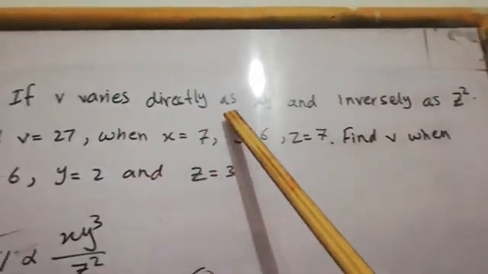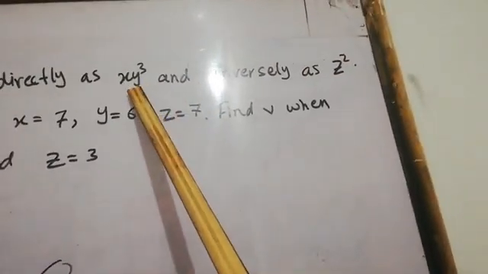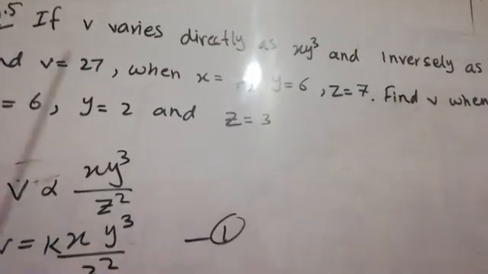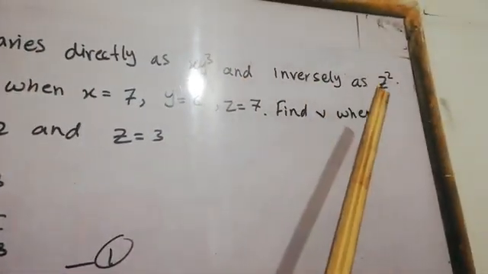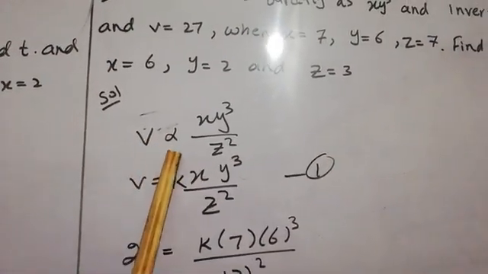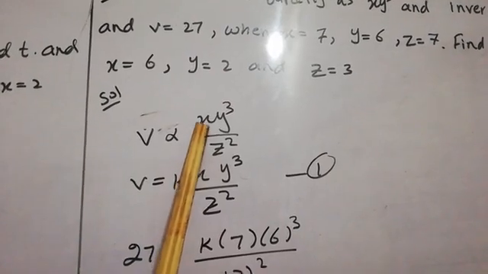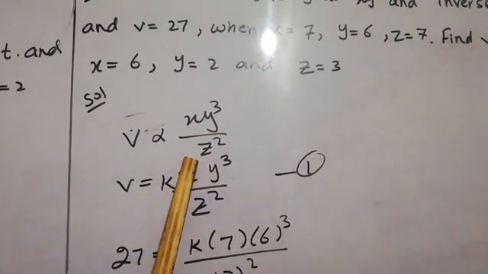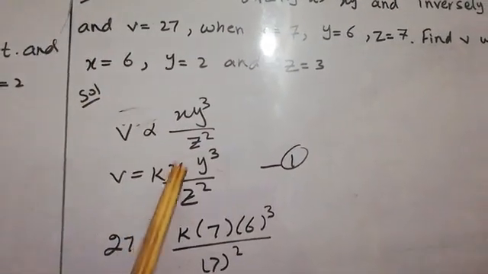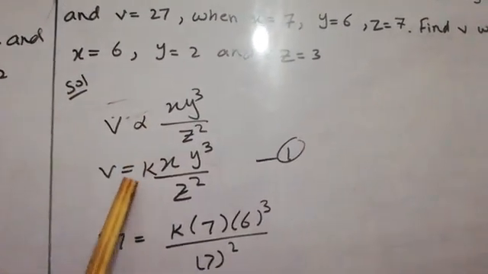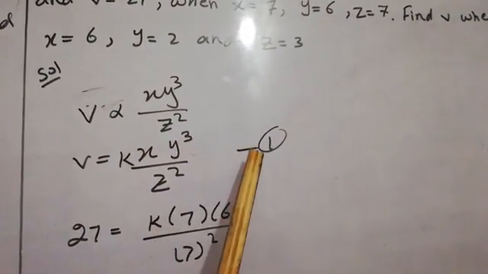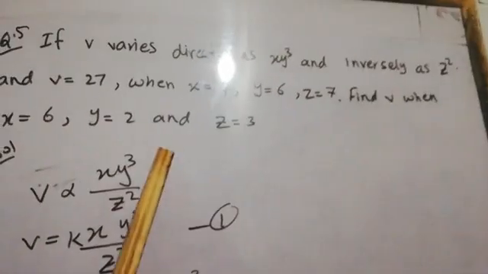If v varies directly as the product of x and y cube, and inversely as z square. First we will write the relation: v varies directly as the product of x and y cube and inversely as z square. Then we will change the proportional sign to a constant: v equals k x y cube by z square. This is equation number 1.